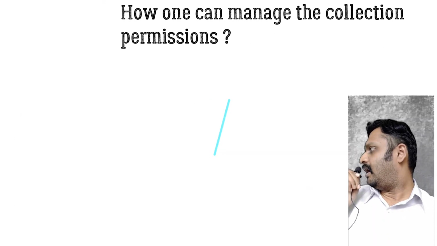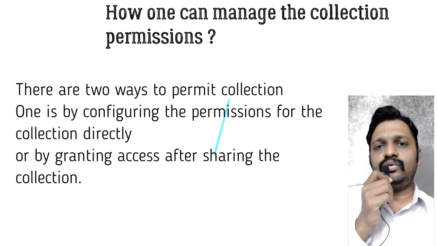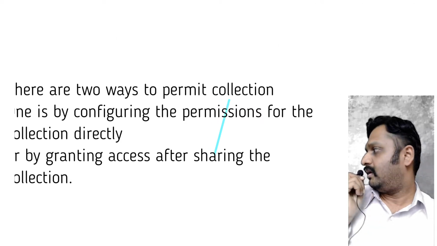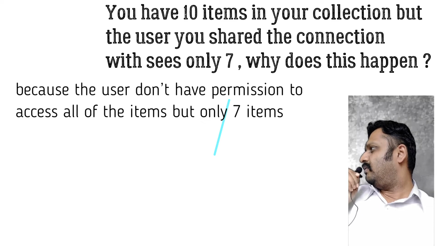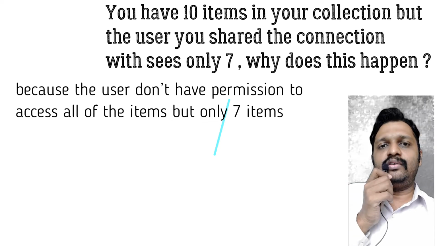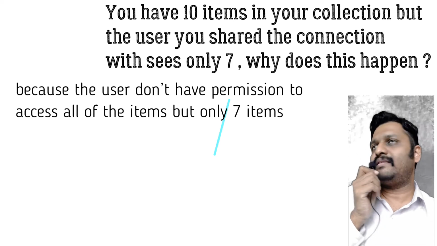Next question. How can one manage collection permissions? There are two ways to permit a collection. One is by configuring the permissions for the collection directly, or by granting access after sharing the collection. Next question. You have 10 items in your collection, but the user you shared the collection with only sees 7. Why does this happen? Because the user doesn't have permission to access all of the items, but only 7 items.